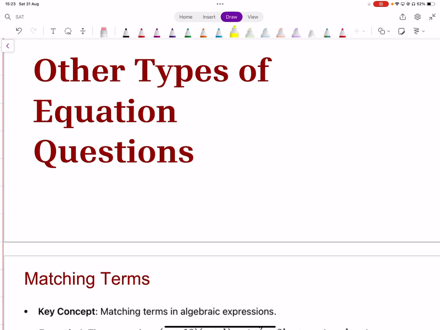So let's look at some other types of equation questions that you get on ACT.